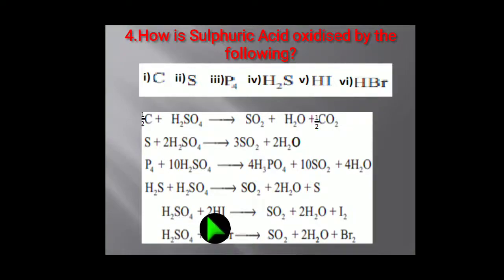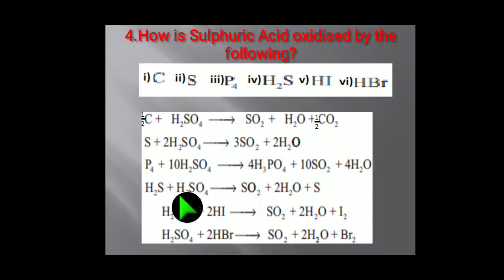Next, fifth equation, sulfuric acid with hydrogen iodide, hydroiodic acid. Here iodine charge -1 to 0, loss of electron, oxidation number increases. The same reason, last equation, HBr, bromine charge -1 turns to 0, oxidation number increases, loss of electron. So oxidation means addition of oxygen, loss of electron, oxidation number increases.